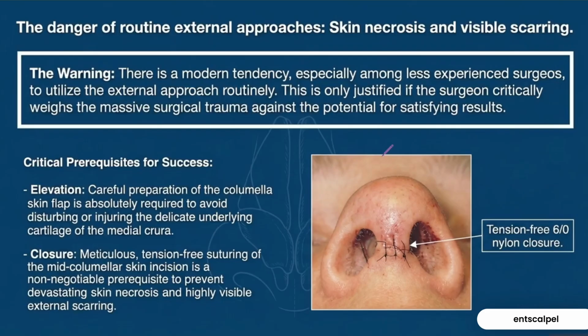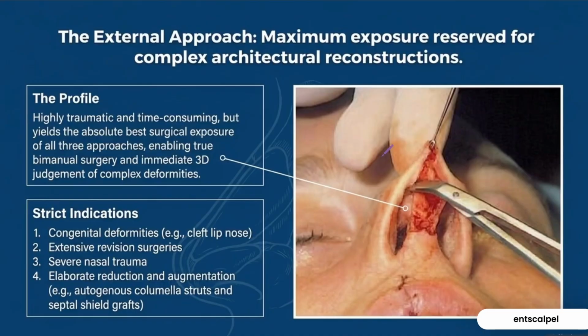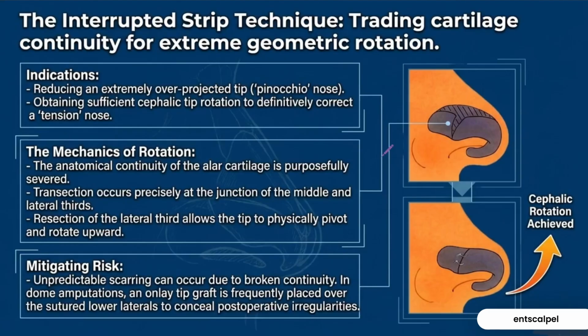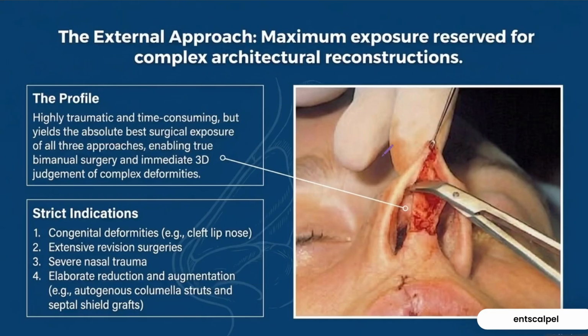The complexity of a reconstruction like that is staggering. You aren't just tweaking existing anatomy, you're essentially building a freestanding biomechanical structure from scratch. Another powerful example was a patient with a bulbous tip that severely lacked projection, meaning the tip was far too close to the face, giving a flattened appearance. The surgeon utilized the external approach so they could access the septum deep inside the nose, cleanly harvest a strong, straight piece of cartilage, and use it to build a rigid columella strut.